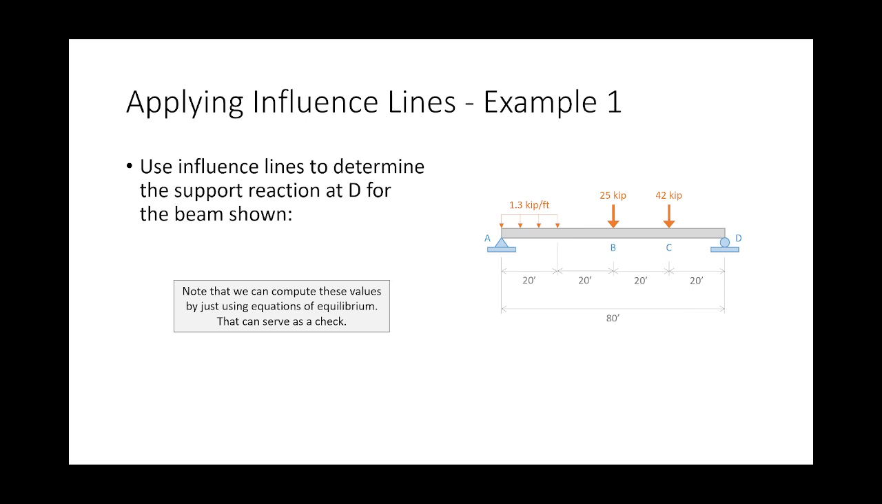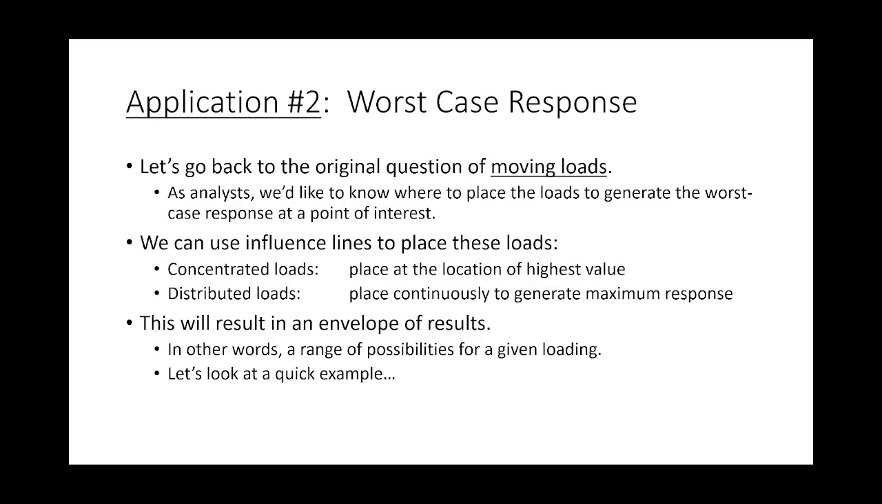So the first application of an influence line is to just do the structural analysis for us. The second application is worst case response. Why did we start doing all this stuff with influence lines to begin with? What was the whole point? The whole point was to deal with moving loads. So as analysts, what that means is, here's a bridge, here's some moving loads, where do I put those loads to generate the worst case response? That's what I'm interested in as an analyst, because I need that for design.